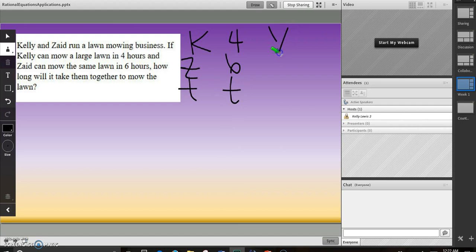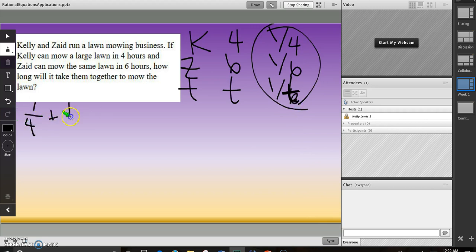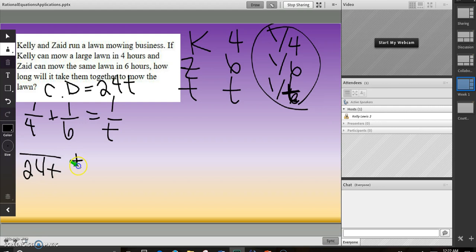So the reciprocal of 4 is 1/4. The reciprocal of 6 is 1/6. The reciprocal of t is 1 over t. Write that as the equation: 1 over 4 plus 1 over 6 equals 1 over t. Common denominator, 4 times 6 times t is 24t. So everything needs to be 24t.